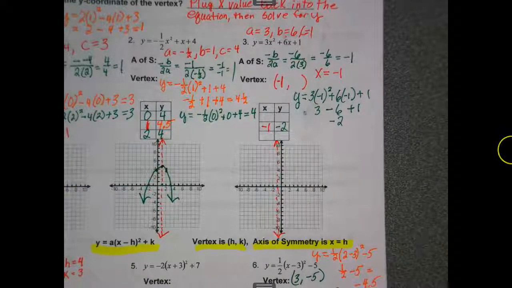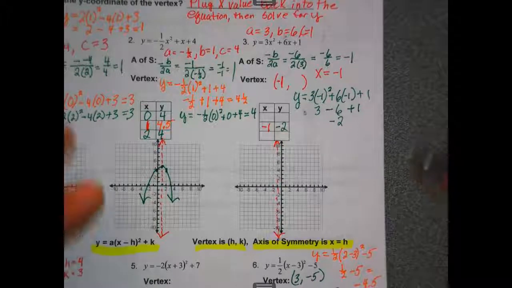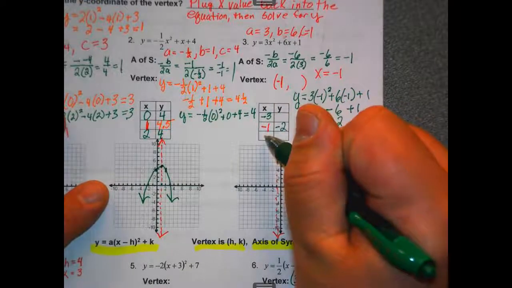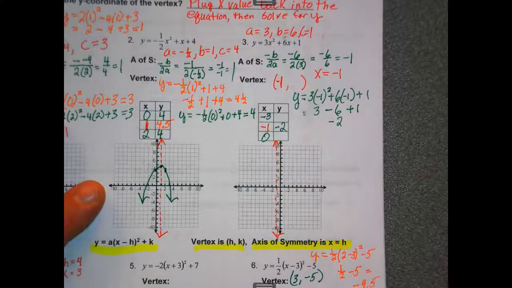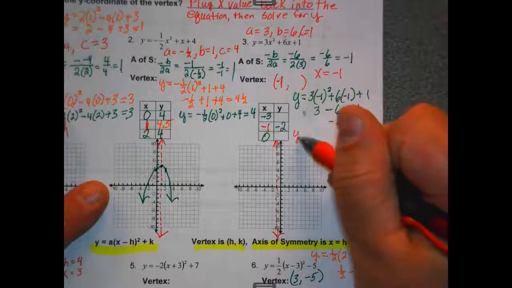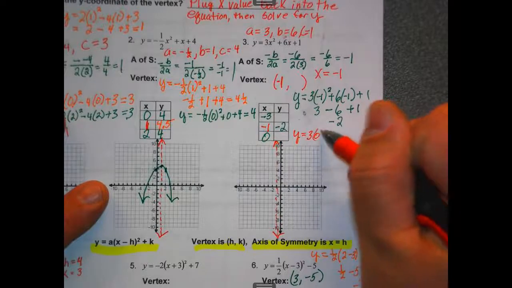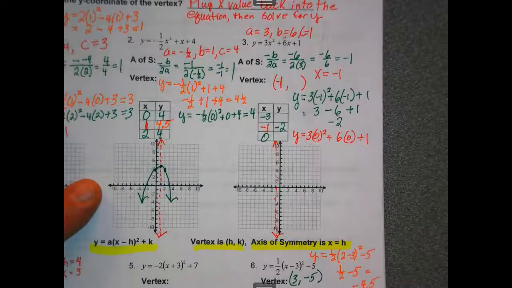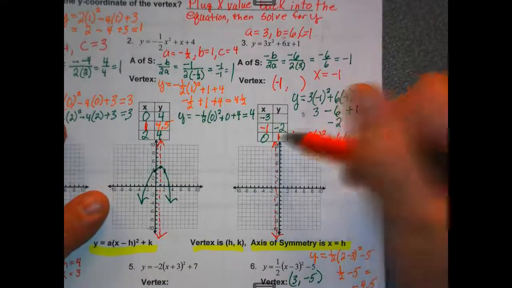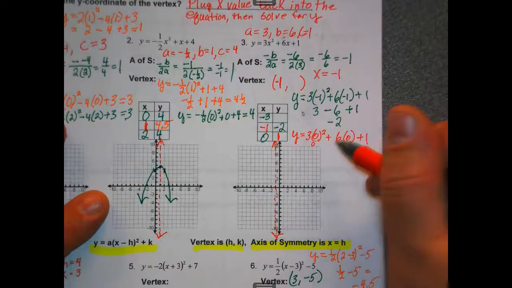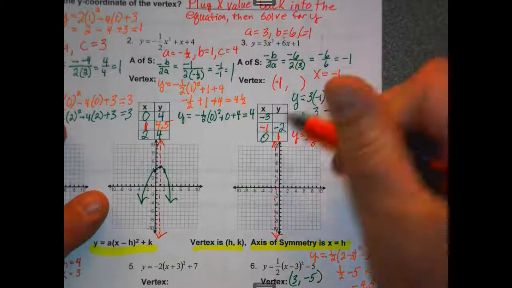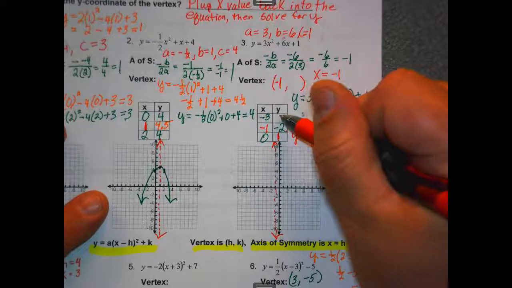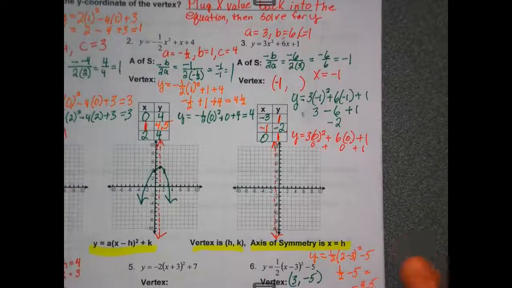I need 2 more points to draw a parabola. I'm going to pick 1 less, negative 3, 1 more, 0. I'm going to use 0. So y equals 3 times 0 squared plus 6 times 0 plus 1. What's y? 1, because this is 0 plus 1. If this one's 1, it's symmetric to the vertex. What's the y value for negative 3? That's right, 1. You guys are awesome.